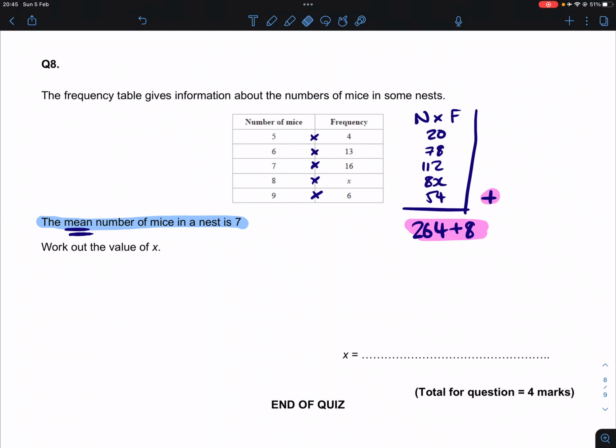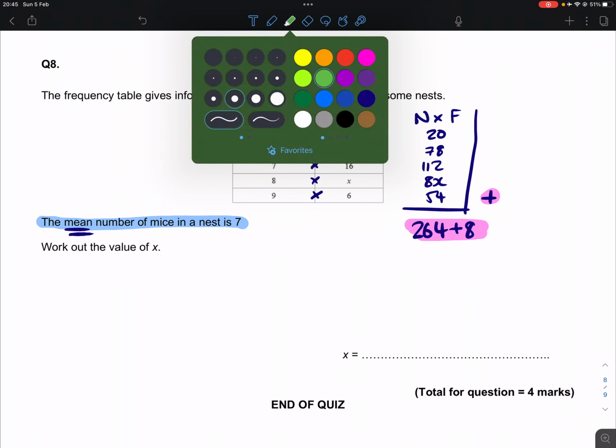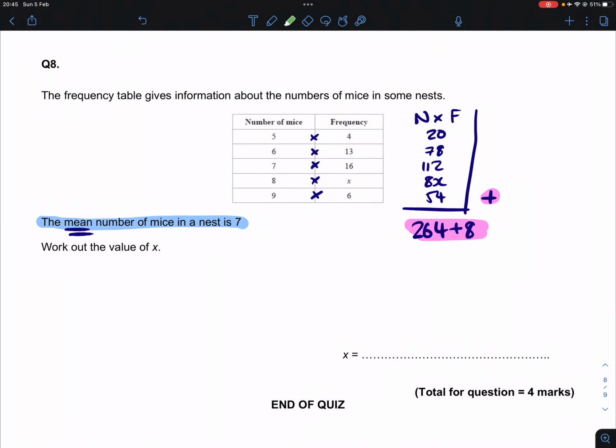We then want to figure out the grand total of the number of nests. So we add together the frequencies: 4 plus 13 plus 6 plus 16 plus x plus 6. All those numbers will make 39, and we have an x like so. We take the grand total of the number of mice across all of these nests and divide it by the number of nests, and that's how we end up with our mean.